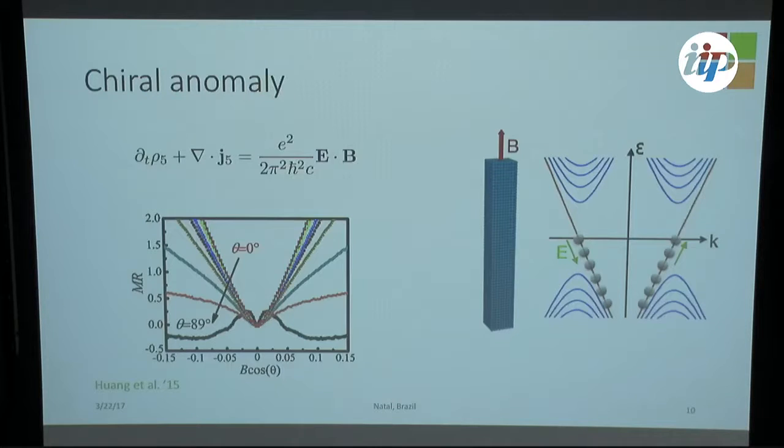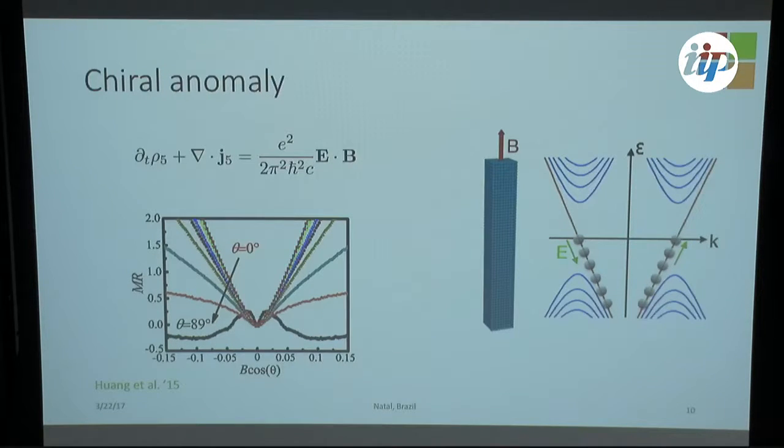So the signature of that in these Weyl semimetals is negative magnetoresistance. With applying more magnetic field, you get more degeneracy of this chiral Landau level, and you have better conductance through this material. So now this was all standard about this material.